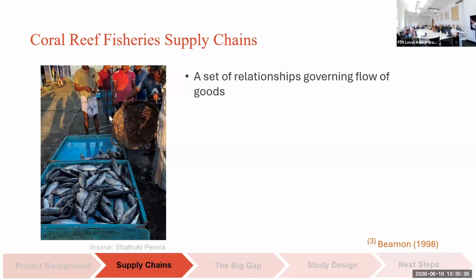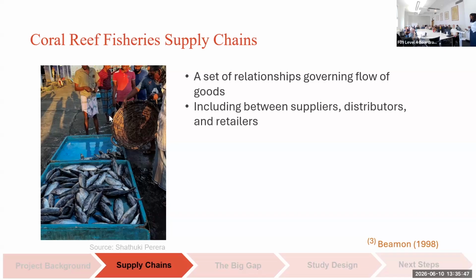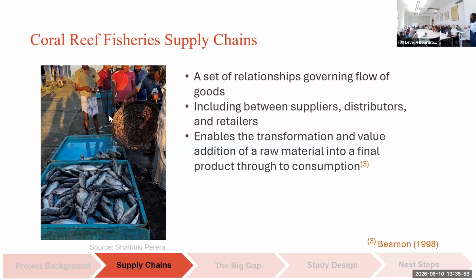For the purpose of this presentation of my project, I'm going to be defining supply chains as a set of relationships which govern the flow of goods. And remember, with these goods also comes information and capital, not just the flow of goods. And this includes suppliers, distributors, and retailers. And it enables the transformation and value addition of the raw material into its final product during consumption.